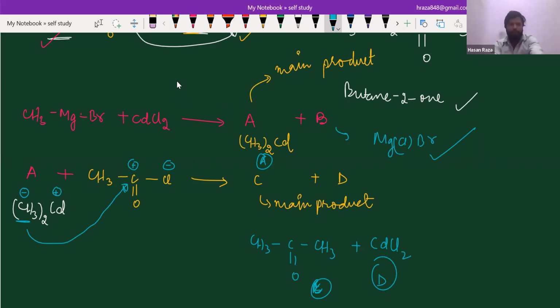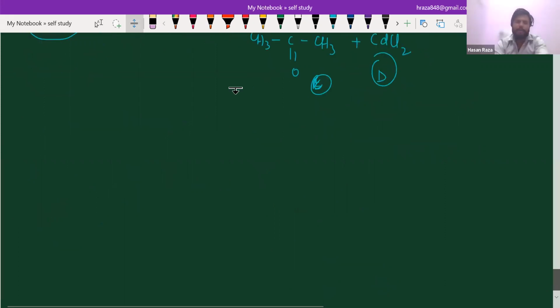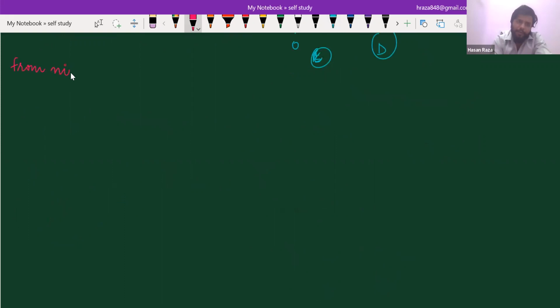Okay. So moving to the next type of preparation. First, we have completed from acyl chloride. The next is basically from nitriles. Nitrile is a functional group that is RC triple bond N. This is your nitrile, CN. So how are we going to prepare it? We are going to react nitriles with Grignard reagent followed by hydrolysis.